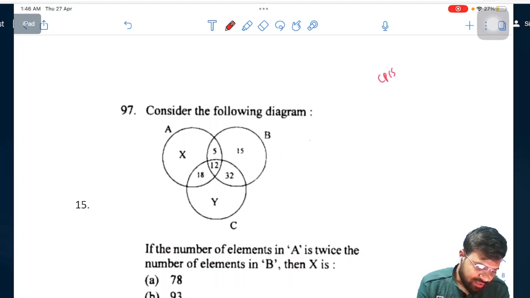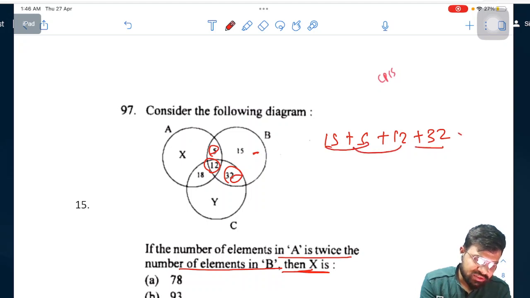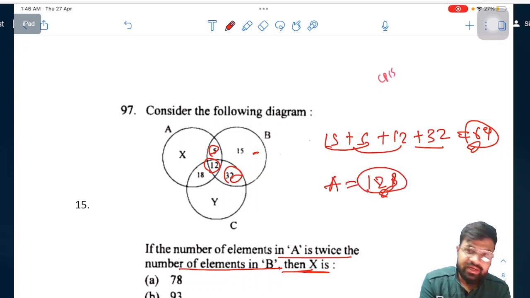The number of elements in A is twice the number of elements in B. Then x is... okay, so quite simple. So we will find the number of elements in B, that is 15 plus 5 plus 12 plus 32. So 20, 32, 32 plus 32 is 64. This is 64 candidates are there in movie. So A will be equal to 64 into 2, that is 128. 128 will be there in A.